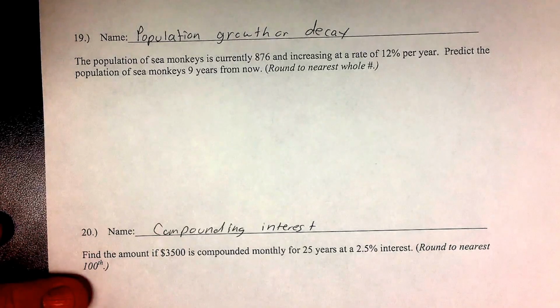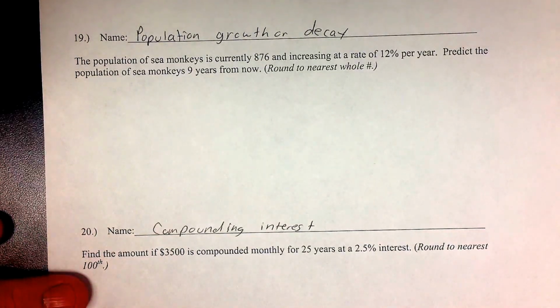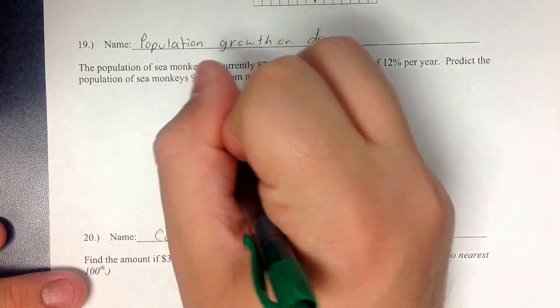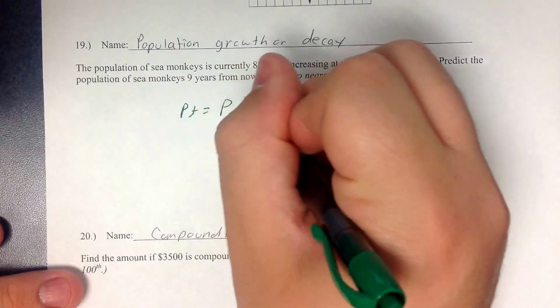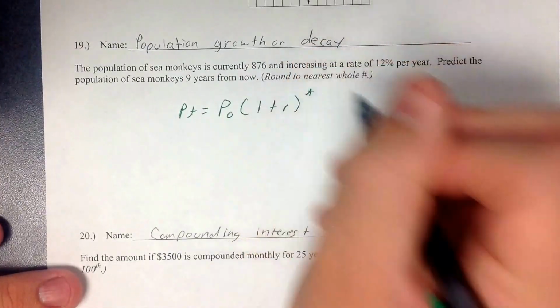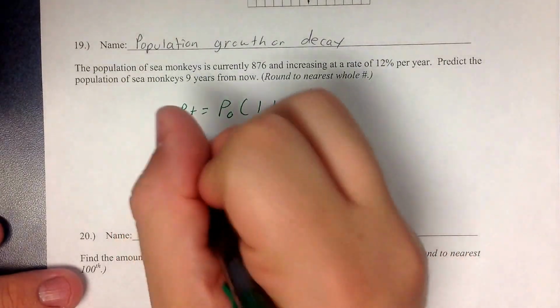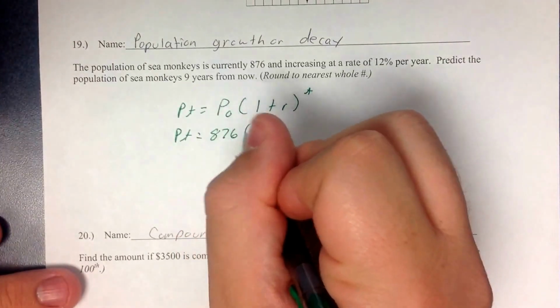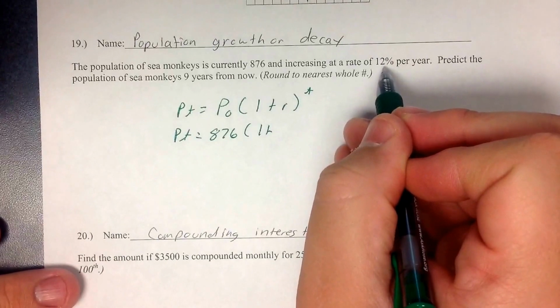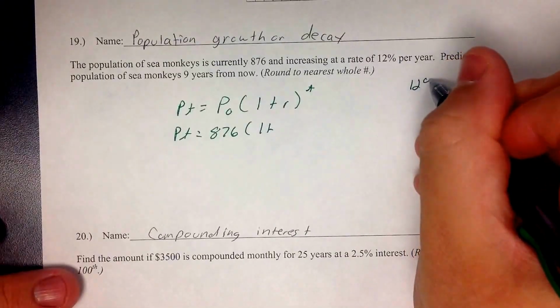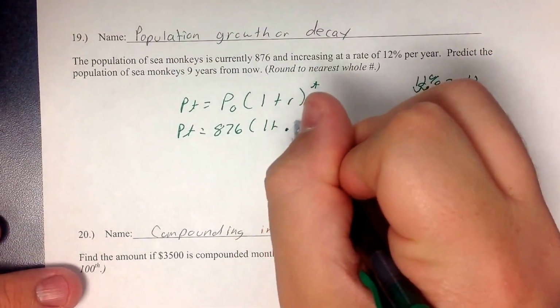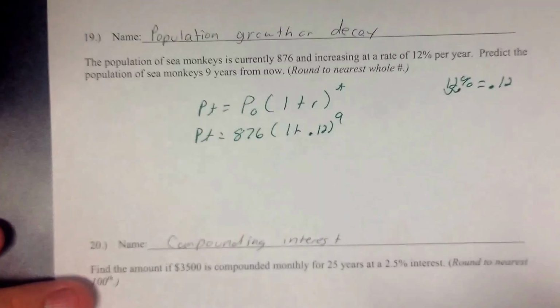19. The population of sea monkeys is currently 876 and increasing at a rate of 12% per year. Predict the population of sea monkeys 9 years from now. So again, we're using the population growth function, which is P(t) = P(0)(1 + r)^t. So in this case, my population would equal the initial population, which is 876, times 1 plus, and again we do the percent as a decimal, so 12%, move the decimal 2 to the left, would be equal to 0.12, and we're figuring that out in 9 years from now.